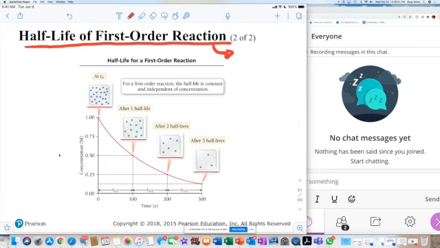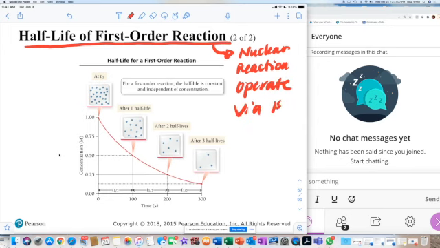Towards the end of this class, we'll talk about nuclear chemistry and nuclear reactions. Nuclear reactions operate via first order. So in the grand scheme of things, this becomes more popular because we see it again in nuclear reactions. We're spending more time not right now because we're also prepping for a future when we get to nuclear reactions. So hopefully you understand why we're spending a little extra time on first order reactions. It tends to be the more popular of the three.